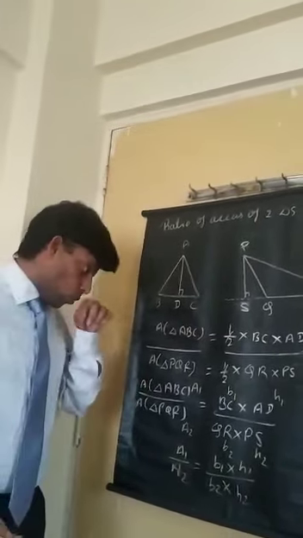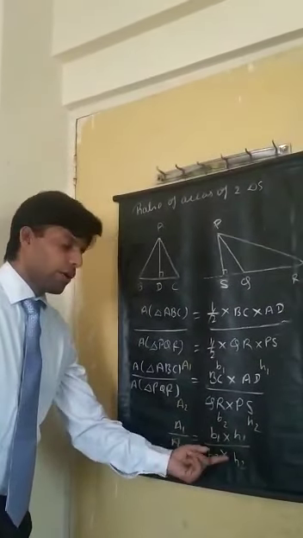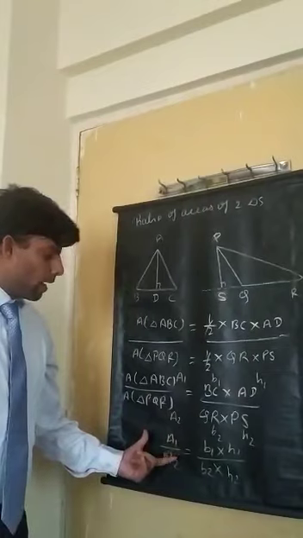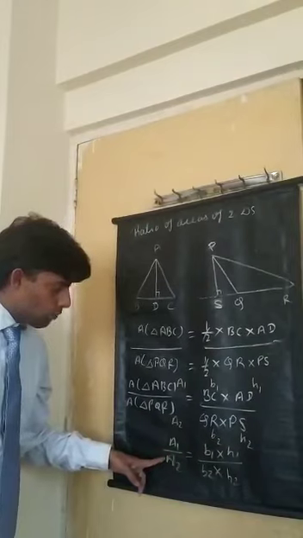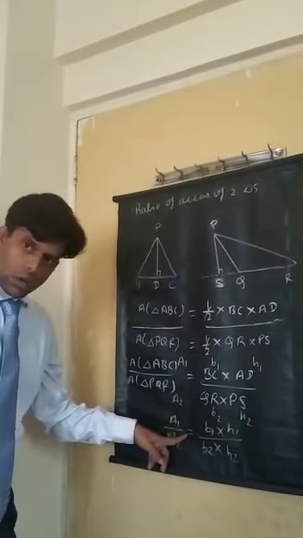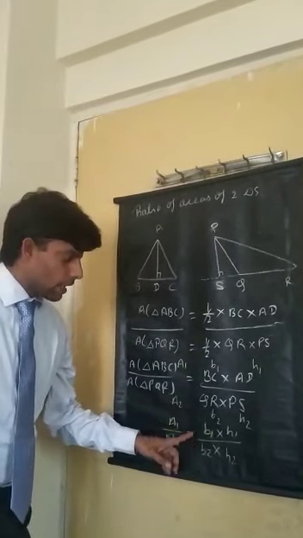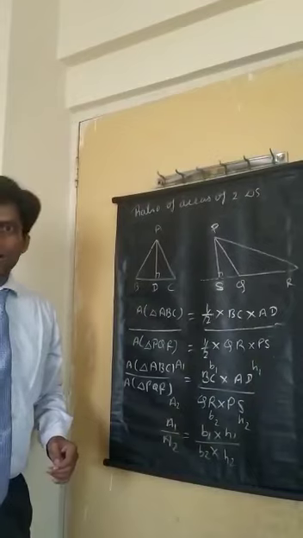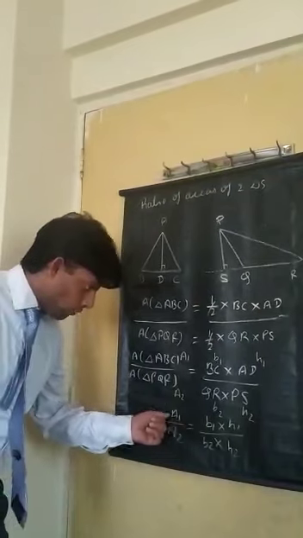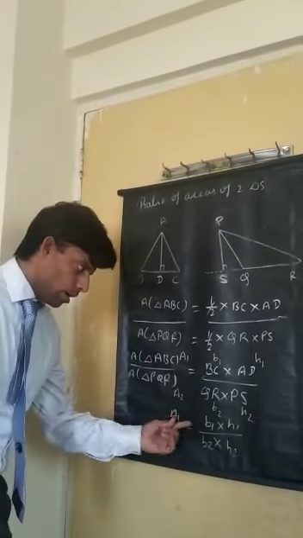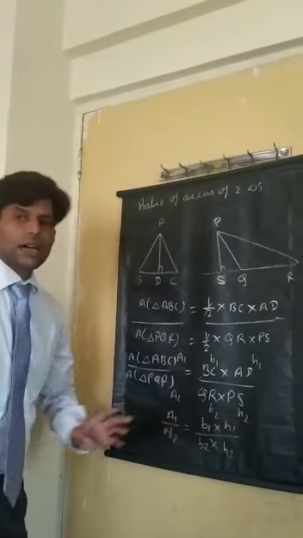So students, this is what we have obtained, that A1 upon A2 is equal to B1 into H1 upon B2 into H2. Now we try to make it in a statement form: the ratio of areas of two triangles is equal to the ratio of the product of bases and their corresponding heights. Let's see one more time what we have got: the ratio of areas of two triangles is equal to the ratio of the product of bases and their corresponding heights.